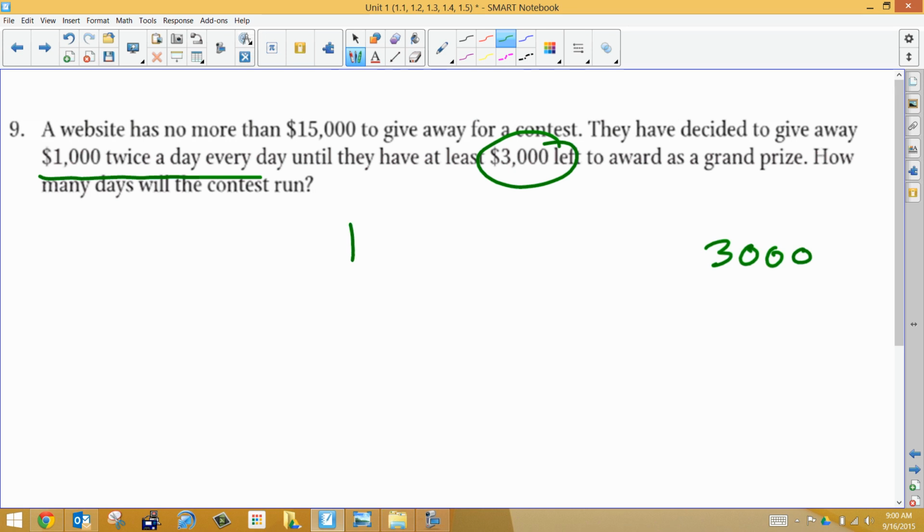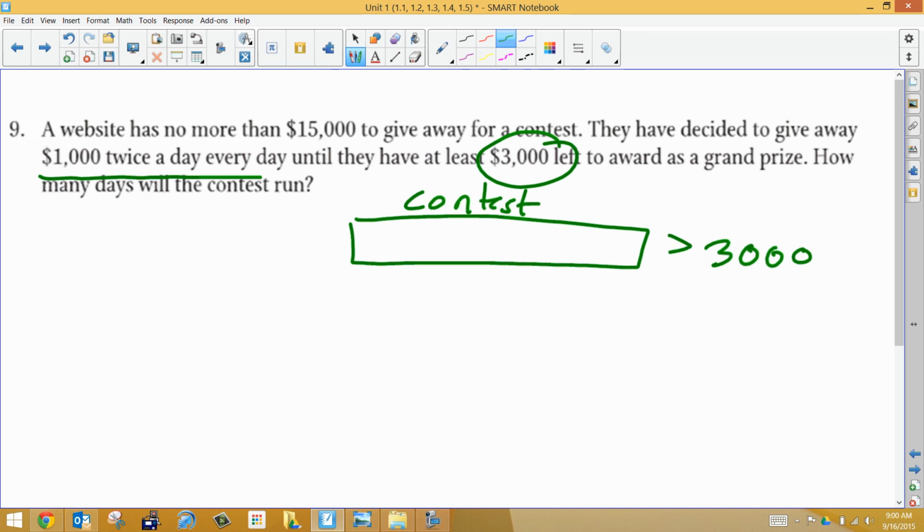What you control is the contest. So I'm going to put my expression over here and label it the contest. The contest has to have at least 3,000. So you have to have more than 3,000, and you can include 3,000. Okay. Now, what did we start with? And then how did it change? Those are the two terms that are involved. We started with 15,000 and we gave away money.